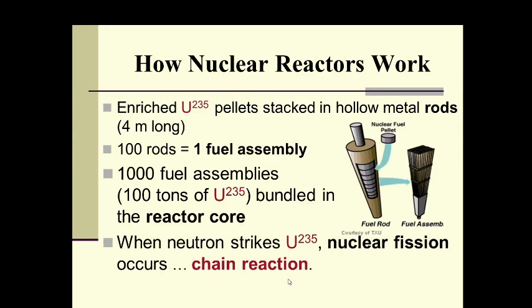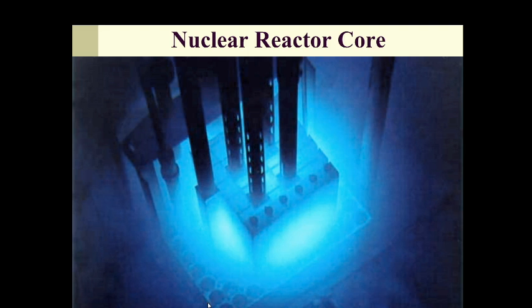So when you strike the uranium nucleus with a neutron, nuclear fission occurs. And because when the nucleus splits, it releases more neutrons, you get a chain reaction. The neutrons generated from this splitting go off to cause more splitting. Here is a picture of a nuclear reactor core. It is blue because it is underwater, but you can see how it is glowing.